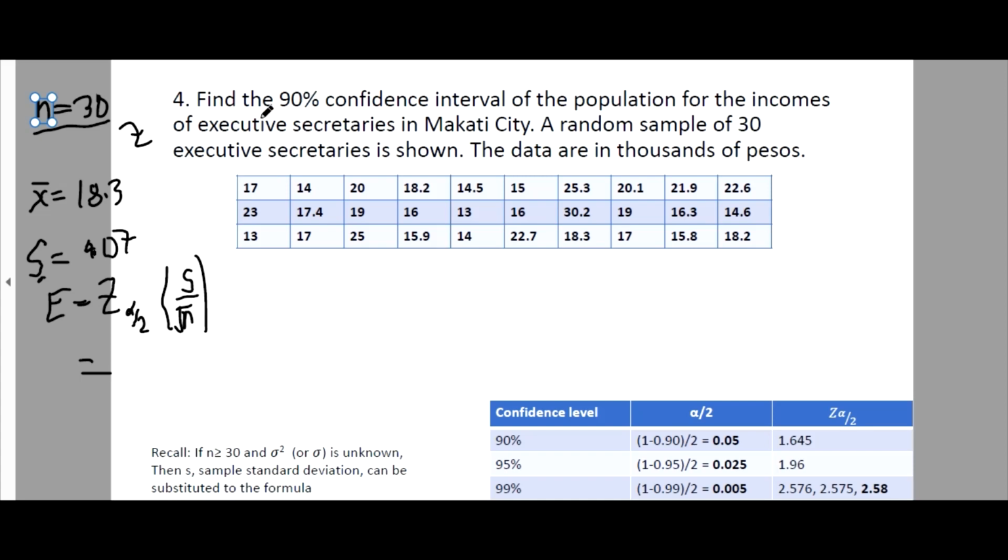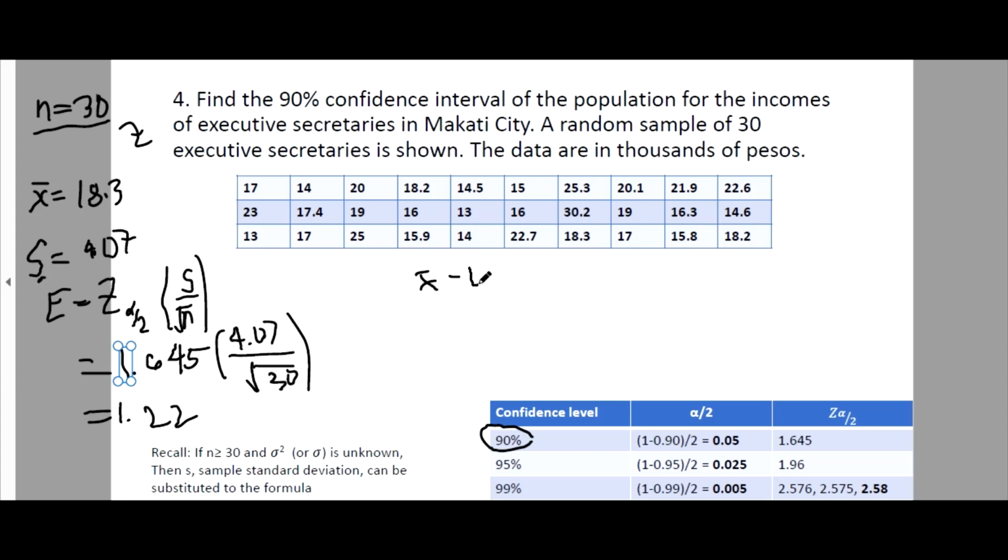So it says 90%. So 90% is here. Or z alpha over 2 is 1.645. So 1.645. And our s is 4.07. And our n is 30. So you can use your calculator. 4.07 divided by square root of 30. So the answer is 1.22.